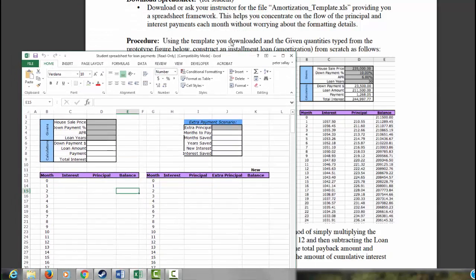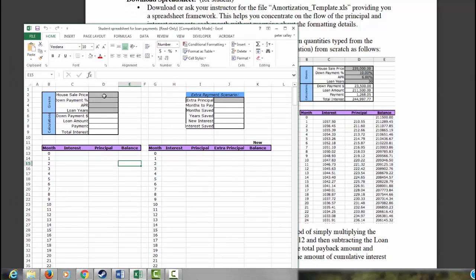Okay, so for starters, we're going to input these grayed out information. That's what we get to type in. We're going to actually fill in or figure out how to get the rest of this information here in a second. So we're going to say our sell price is $235,000. We're going to do it 10% down. Our APR in this case is 6%. And we're going to do a 30-year loan.